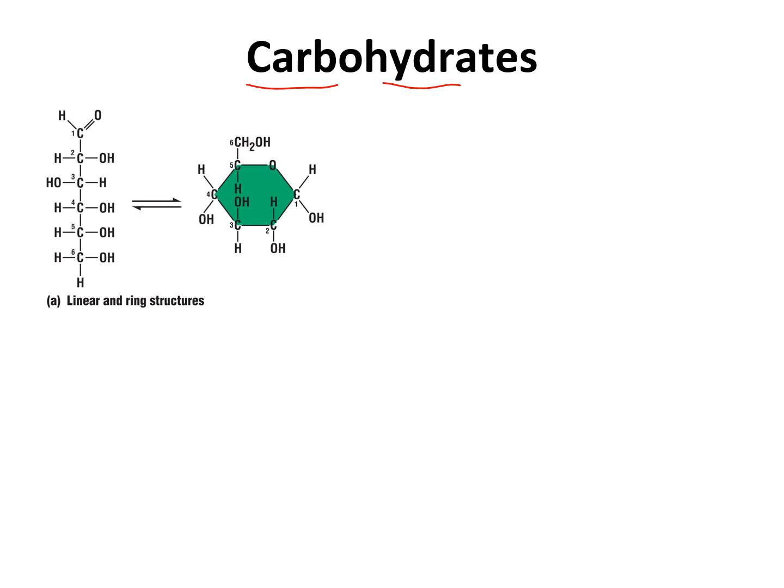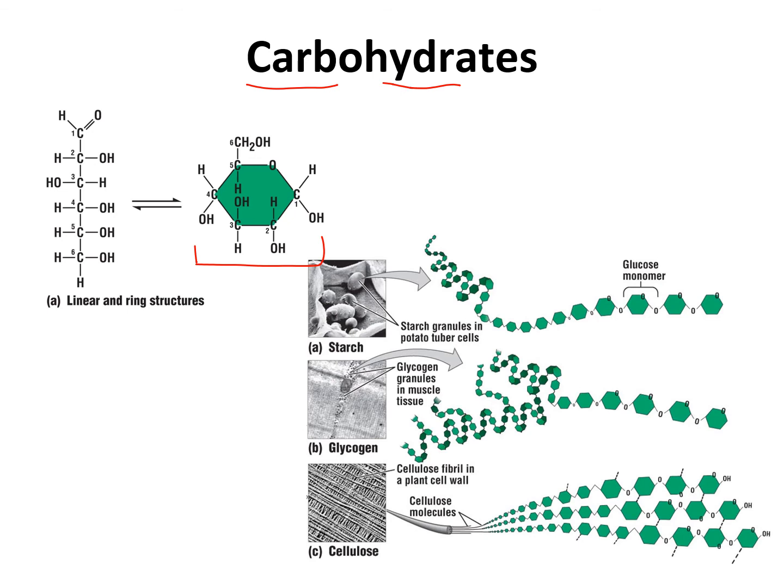And this is an example of the structure of glucose. And glucose is also known as blood sugar. Any word that ends in ose is usually some sort of sugar. So fructose, lactose, all of those are sugars. You can take these simple monosaccharide structures, link them together with covalent bonds, and that forms the polysaccharides.